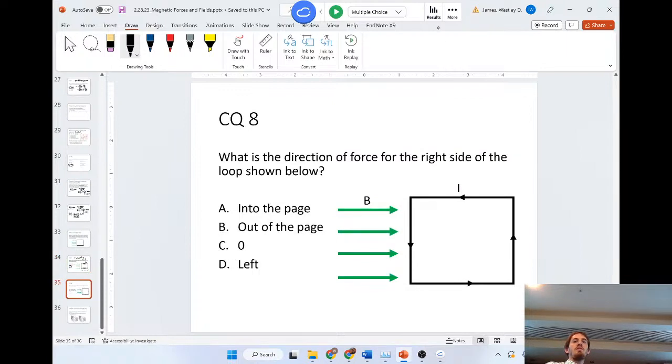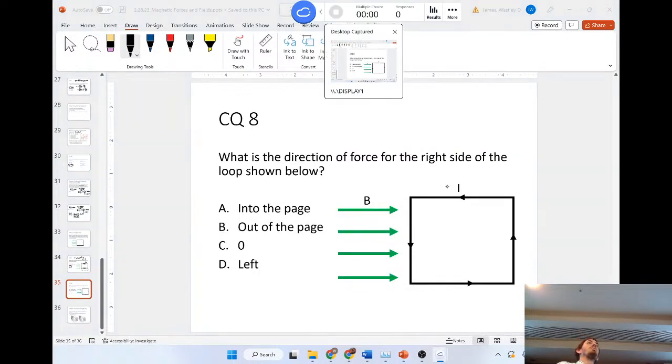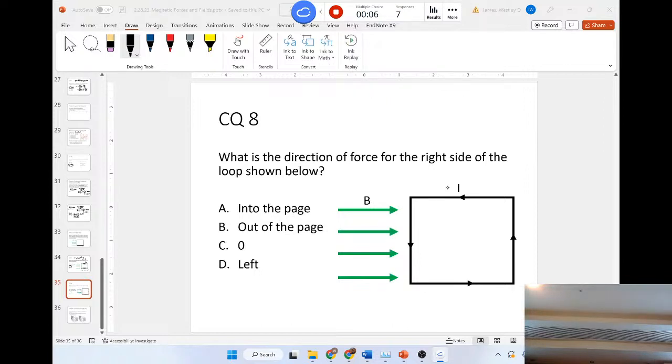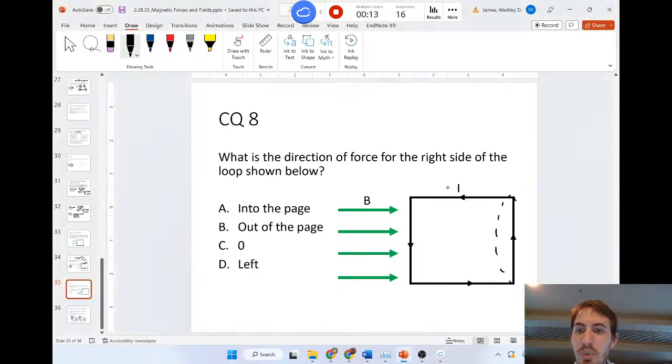What's the direction of the force for the right side of the loop? So we are looking at the right side, same exact loop. On the right side here, the current is pointed up. I'm just circling it to denote which side I'm talking about. Is the force into the page? Is it out of the page? Is it 0 or is it to the left? What is the direction of the force on the right side of the loop?